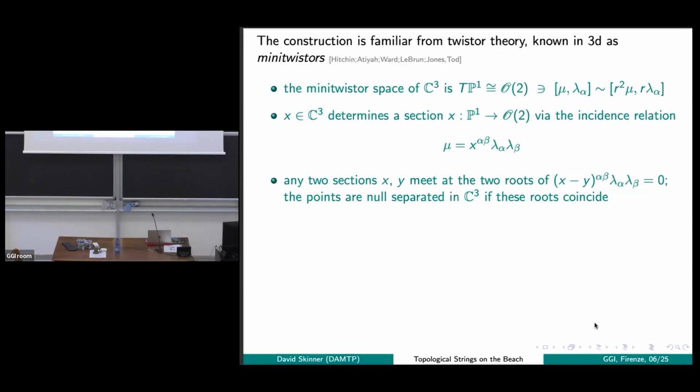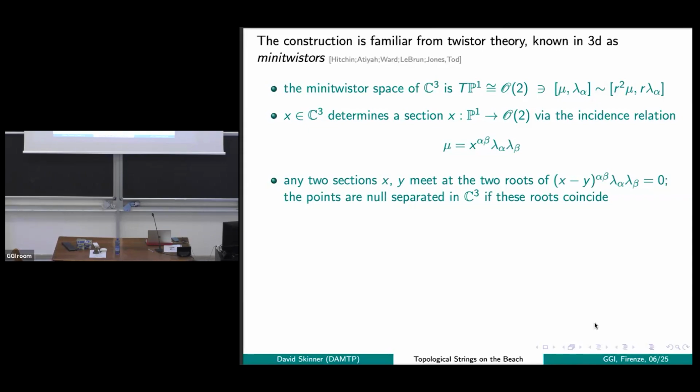So it's got two sets of coordinates. One is our lambdas that we know before. Those are just coordinates on the Riemann sphere as usual. And then there's one further coordinate, mu, which is a coordinate on the fiber of the tangent bundle of the Riemann sphere, and it scales like lambda squared.